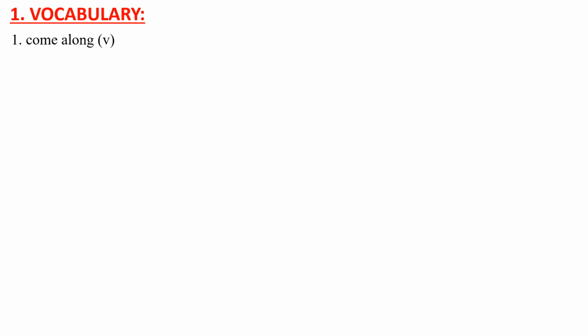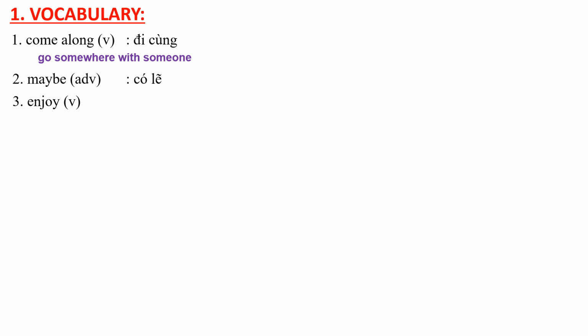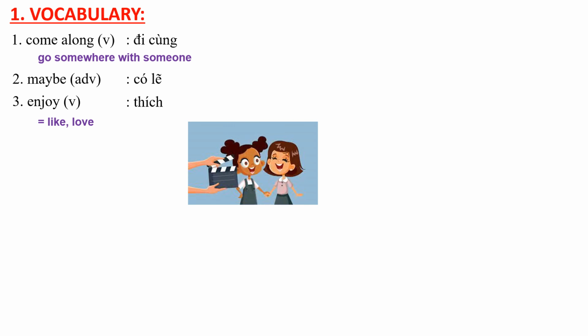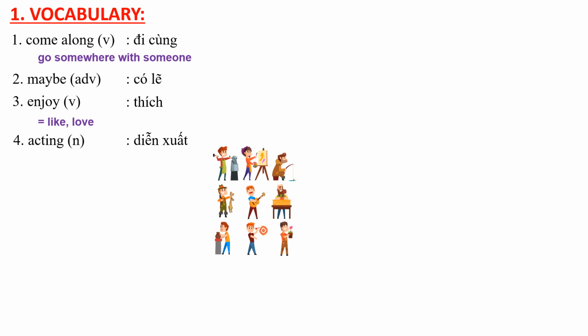Number one, come along. Come along means go somewhere with someone. Number two, maybe. Number three, enjoy. Enjoy has a similar meaning to like and love. Number four, look at the picture. They are acting. We have the word acting. Number five, these are different activities that you can do in your free time, and we call them pastime.